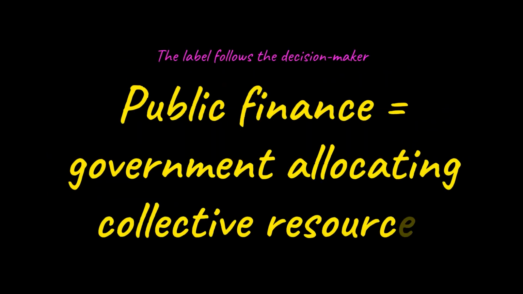Public finance, business finance, and personal finance use overlapping tools: budgets, forecasts, debt instruments, but answer different questions. Public finance asks what government should do with collective resources. The label always flows from who owns the money and who benefits from the decisions.